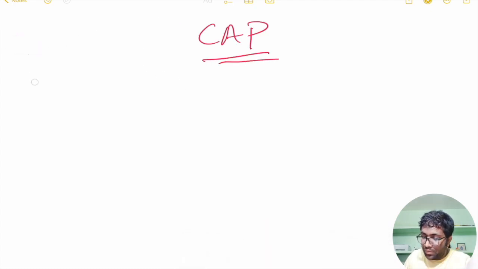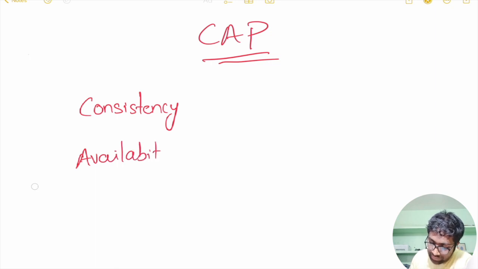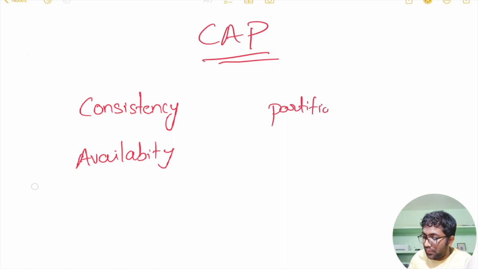CAP. So what does this CAP mean? Is it some kind of a hat that I keep on my head? No, it's not. It is actually a combination of three terms. The first, C, stands for consistency, A stands for availability, and P stands for partition tolerance. Okay, this is what the CAP theorem means.